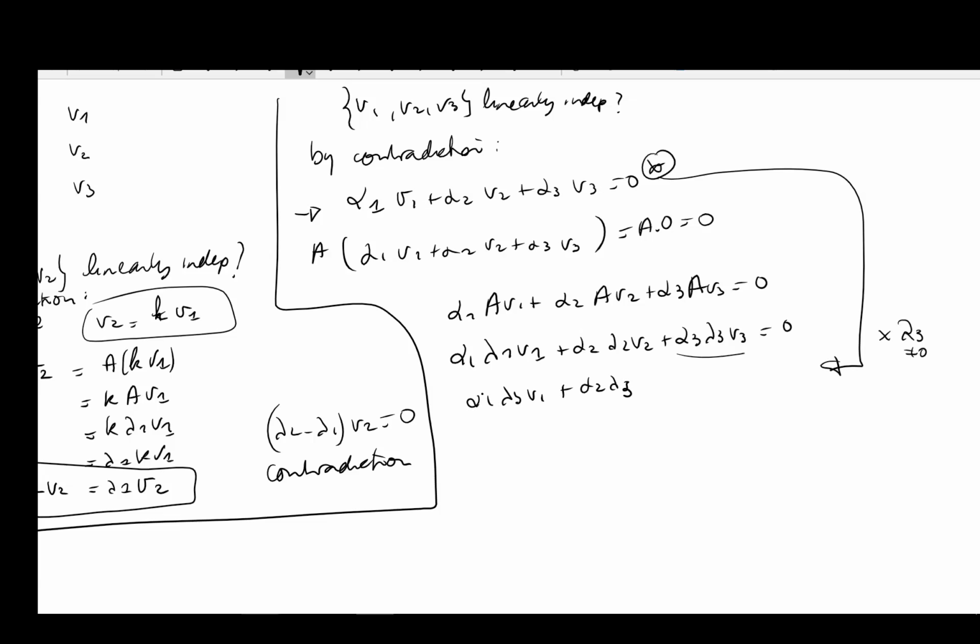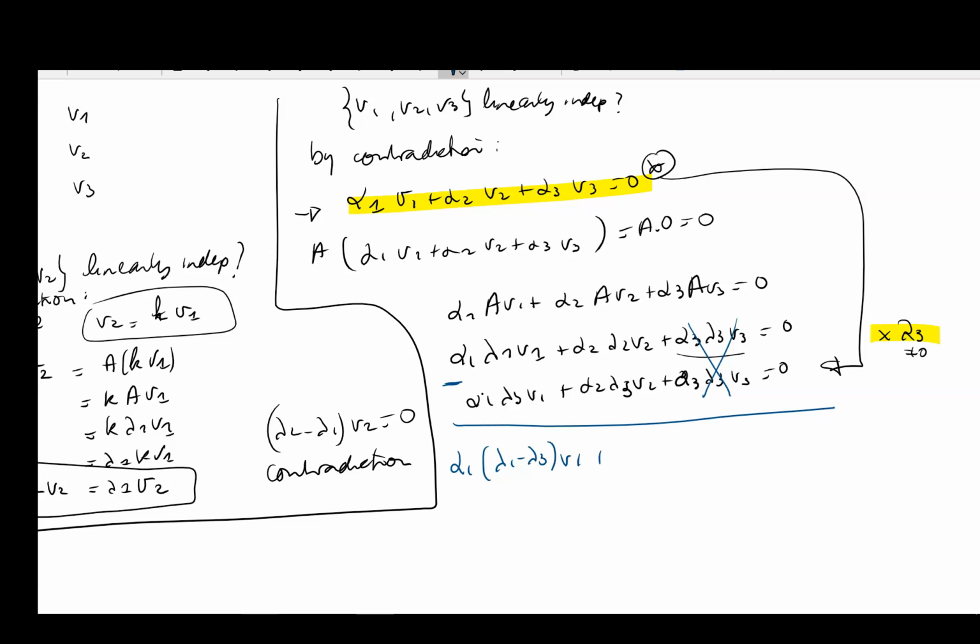alpha2 lambda3 v2 plus alpha3 lambda3 v3 equal to 0. So let me say it again: I have multiplied this line by lambda3, and that gives me this one. All right? So now I've got my two lines, and I'm going to subtract one from another. What's going to happen? Those terms are going to cancel. That's what I'm doing it for, actually. And then I get alpha1 times (lambda1 minus lambda3) v1 plus alpha2 (lambda2 minus lambda3) v2 is equal to 0.